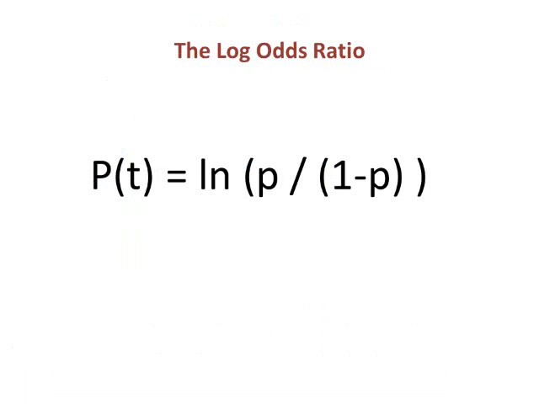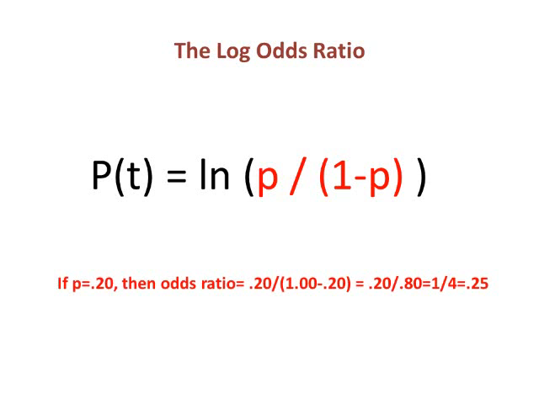The dependent variable in logistic regression is a transformation of the dichotomous variable into a log-odds ratio. We denote the dependent variable as P_T, which is the probability of event T. We call this the logit or log-odds ratio. The odds ratio part is the probability of an event, here denoted by the letter P, divided by 1 minus the probability. If something happened 20% of the time, then the odds ratio associated with the event is 0.25.